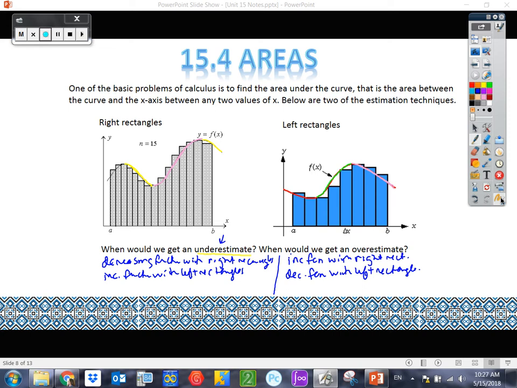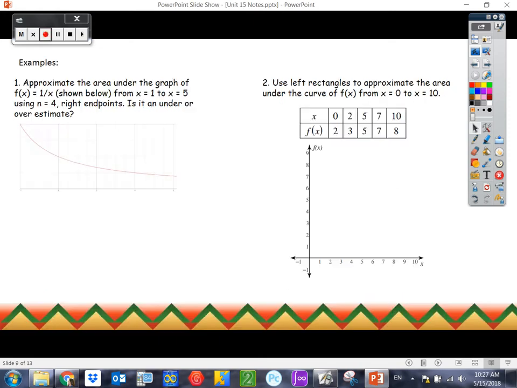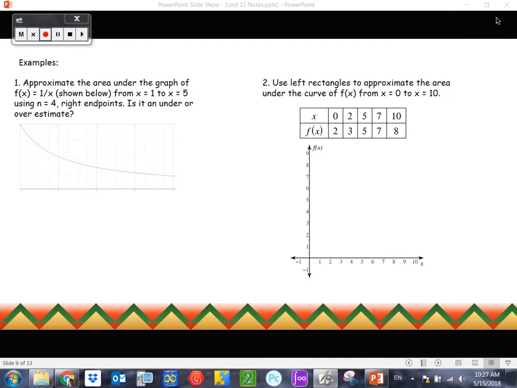Alright, so let's look at some examples. Let's do a few examples of using these Riemann sums. So the first one, we're asked to approximate the area under the graph of 1 over x, and they actually give us the graph. No, they don't normally, but that's kind of nice. They give us the graph. And they want us to go from 1 to 5. It's kind of hard to see these numbers, but this is 1, 2, 3, 4, and 5.